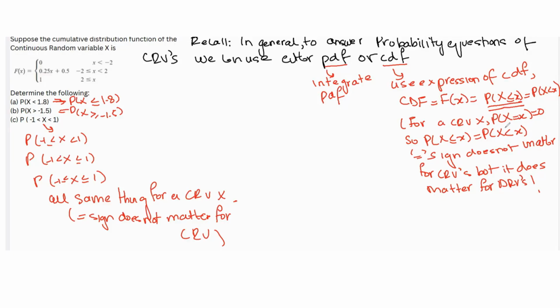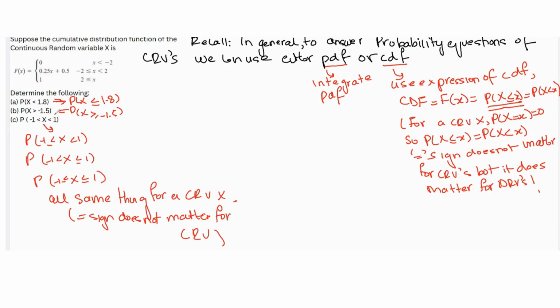Because depending upon what values the discrete random variable takes, the probability that it's equal to a specific value will be non-zero, right? So for a continuous random variable, probability X equals a value is always 0, but that's not true for a discrete random variable. So here it doesn't really matter whether this question was probability x is less than 1.8 or x is less than or equal to 1.8.